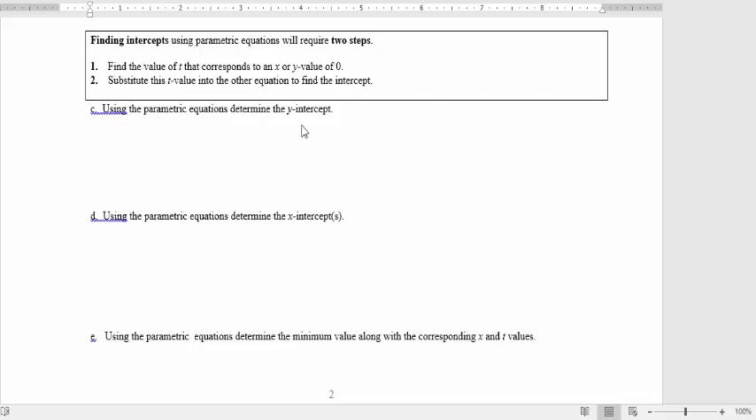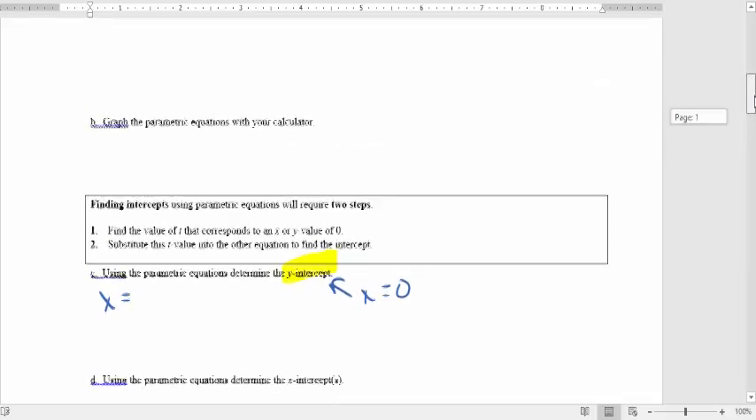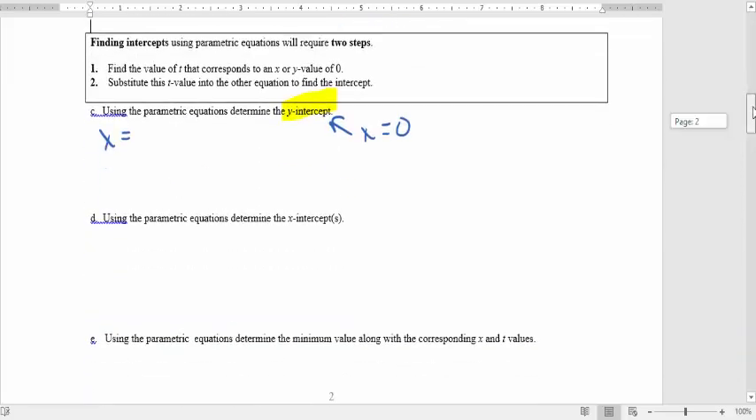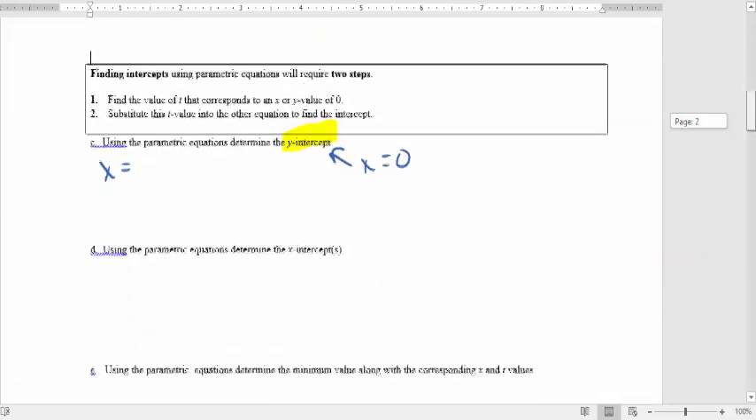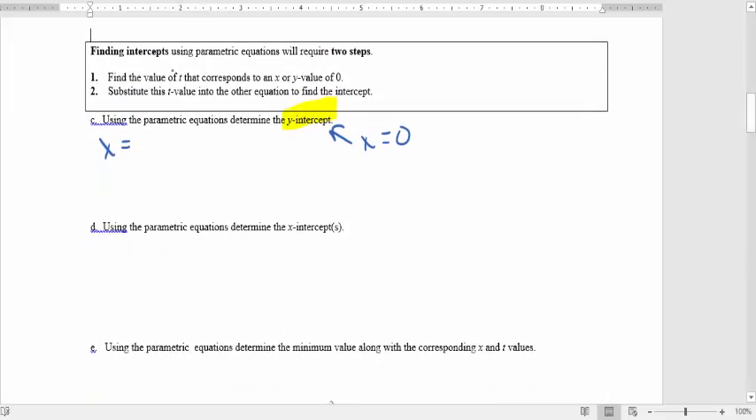So still, a y-intercept is still going to be the value of y when x equals 0. So the first thing you're going to do is let x equal 0. Our x equation was x equals t minus 1, and we're going to set x equal to 0. So 0 equals t minus 1, and then how do we solve it? Just add 1.